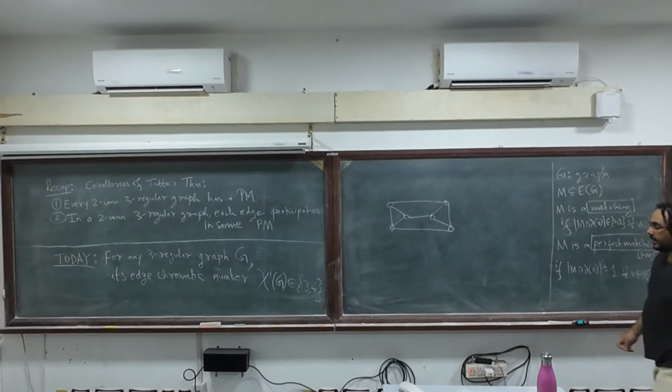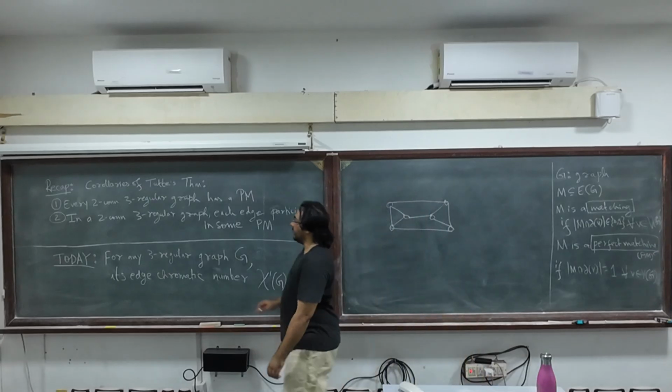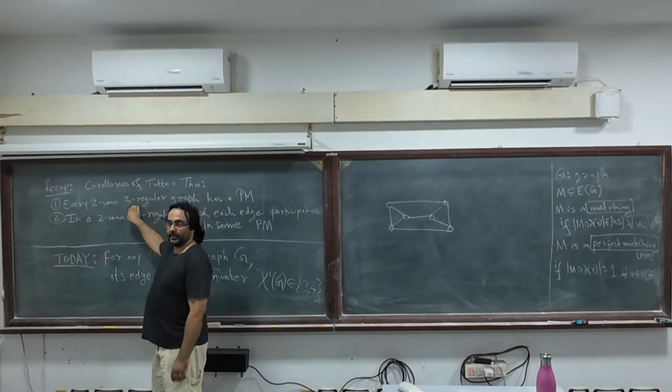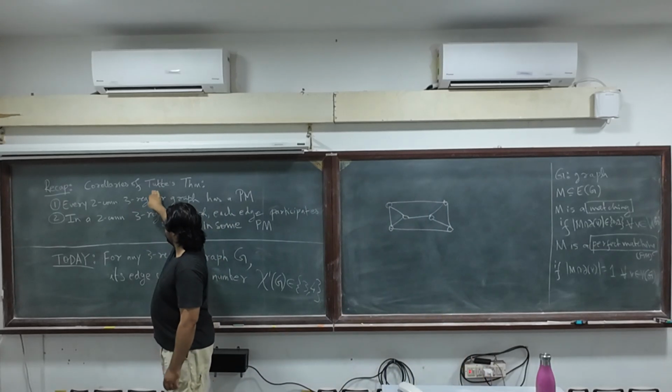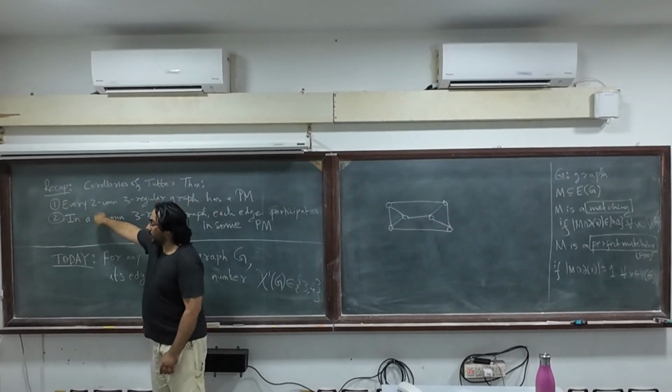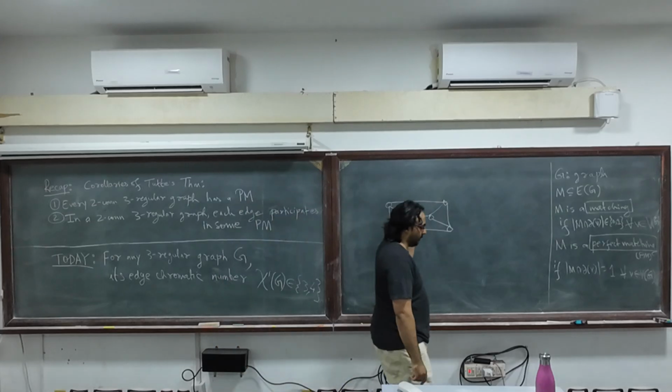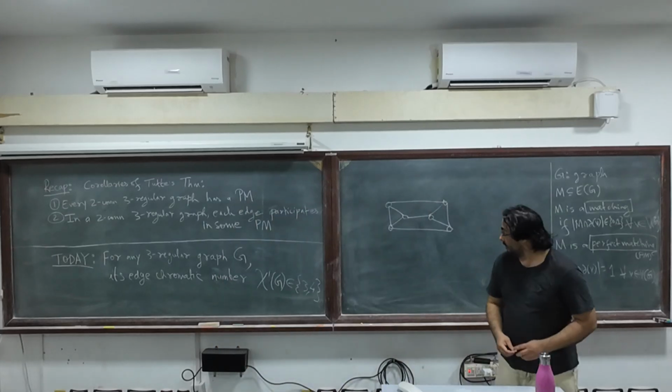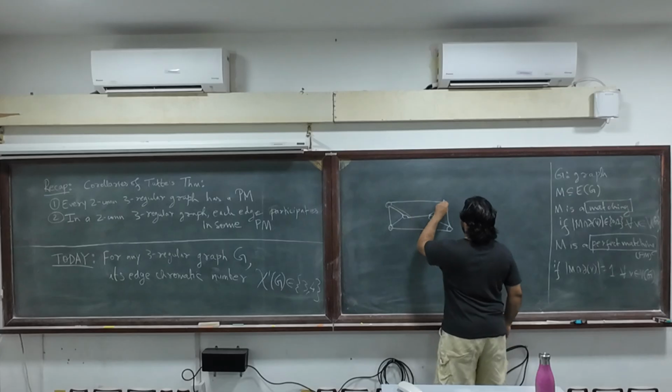And so the statement is saying that every two connected three regular graph has a perfect matching. This is something we proved yesterday using Brooks Theorem. You don't need to know what Brooks Theorem is. In case you were not there yesterday, don't worry about it. What's a perfect matching? That you need to know. Here's what a perfect matching looks like.